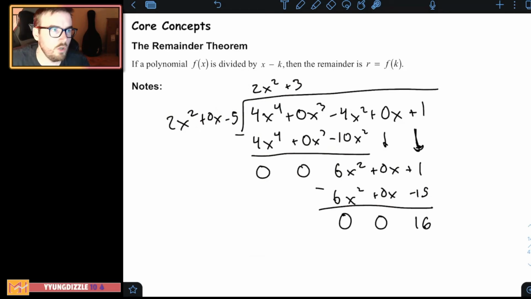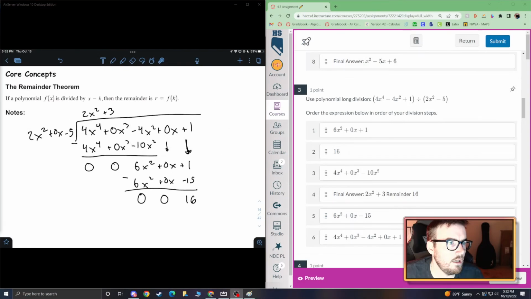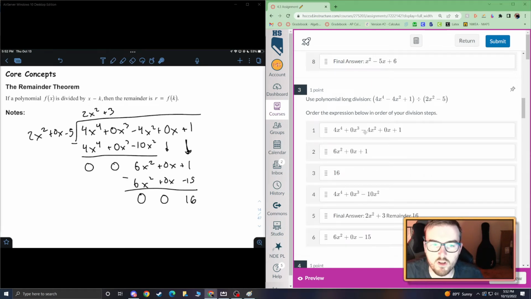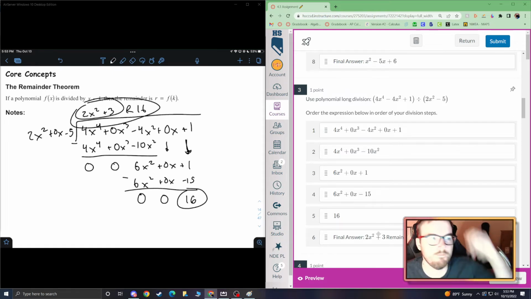So if I switch one more time here to display the answer for you, I would arrange it as, okay, here is the original problem with all my 0 placeholders. The first thing that I brought down was the minus 10x squared. That left us with the 6x squared and the 1. Then we subtracted this. That left us with the remainder of 16. And boom, that's my final answer. The 2x squared plus 3 with a remainder of 16 is your final answer.